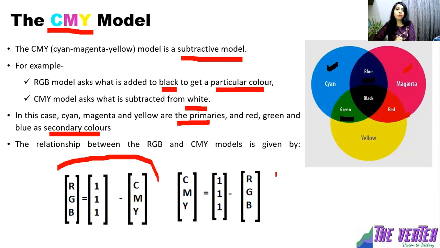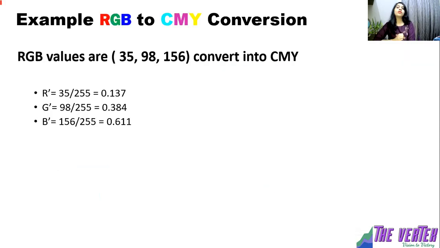Now the question is how to subtract these values from 1. As I said, the RGB values vary from 0 to 255. So for doing this, we have to normalize these colors. How do we normalize? We divide the RGB value by 255. We normalize it and then we subtract it from 1. So I will show you one of the examples. What is the example? How to convert RGB into CMY.